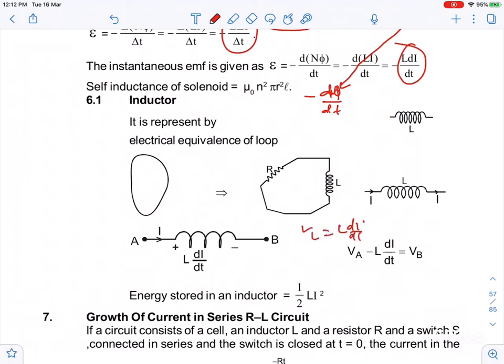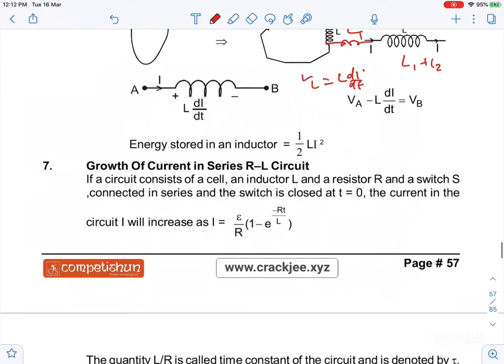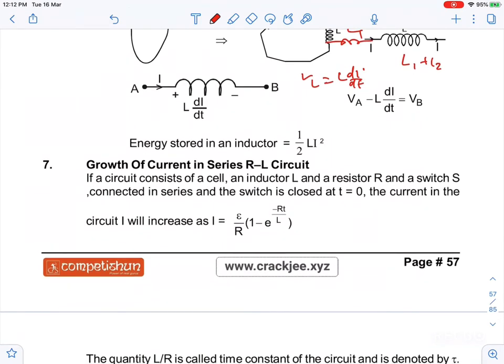Now inductors in series and inductors in parallel. The voltage across an inductor you can write as L di by dt. Inductors in series are the same as resistances: L1 plus L2 if they are in series, and in parallel it is the same as well. Inductors and resistances behave the same, whereas capacitances are opposite.